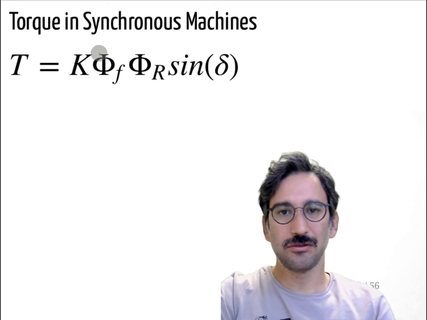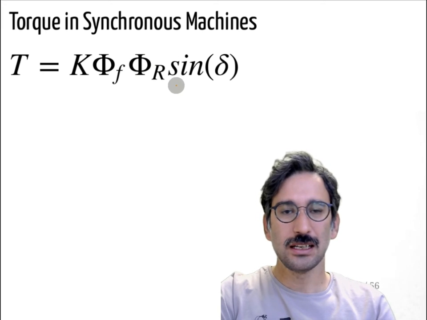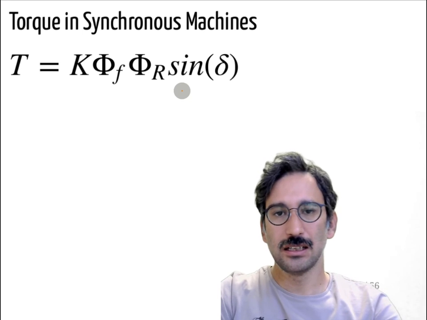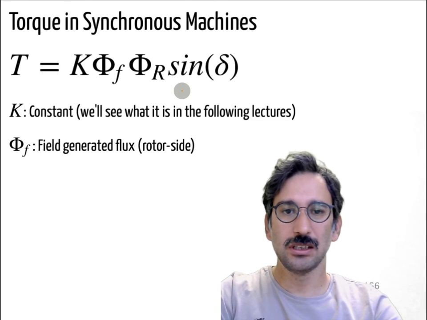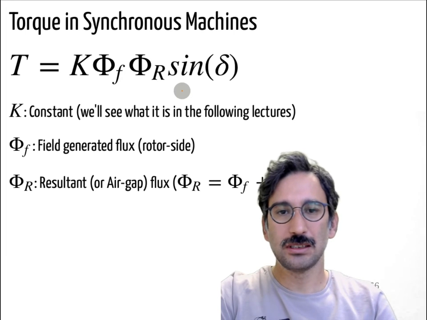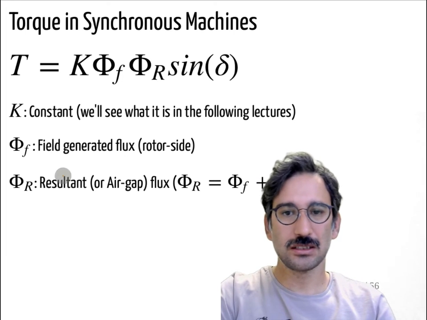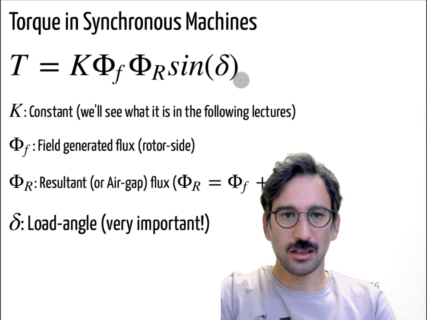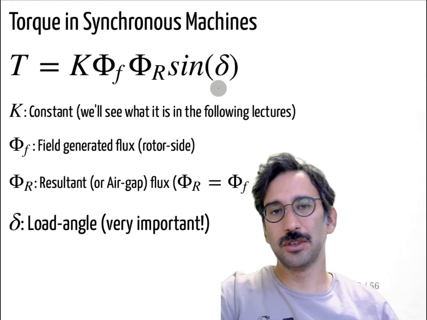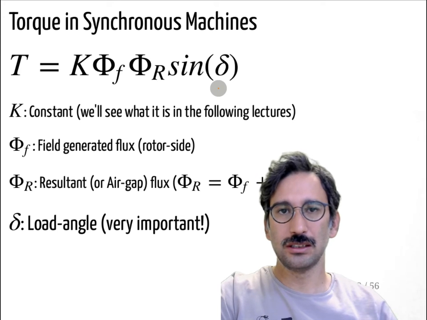Again, if there's no field flux, we will not have any torque, and there's some resultant flux, and also the angle between these two, and k is some constant. Again, we will discuss what it is in the following lectures. But now the important thing is the load angle, and we will be using it all along the equivalent circuit.